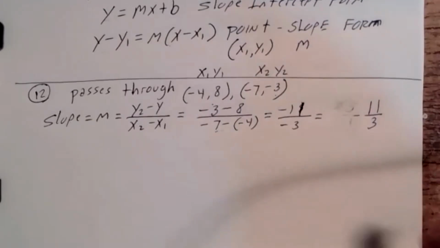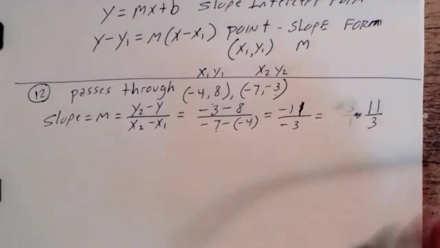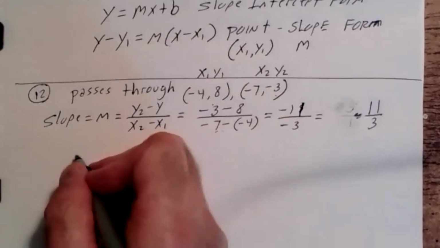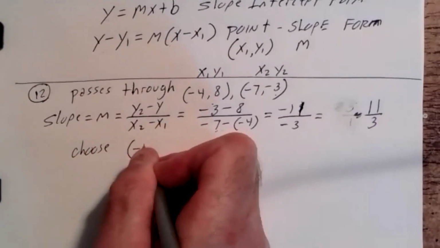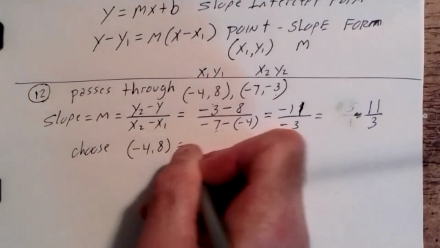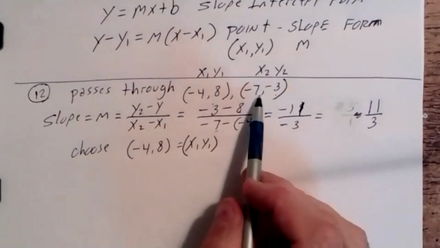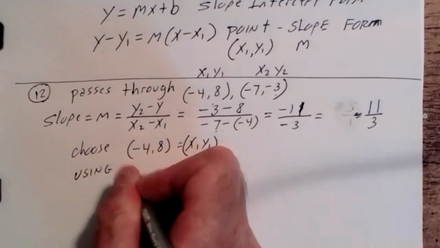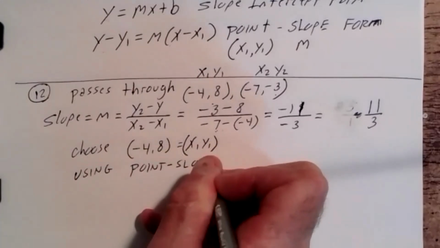All right, now we know the slope is 11/3. We're going to choose one of our points, and it doesn't matter which one we choose. I'm going to go with the first one. So I will go with -4, 8 as being my point x1, y1. You could have just as well chosen your second point to be your point x1, y1. Using the point-slope form now, ladies and gentlemen, we can derive the equation of this linear relationship here.